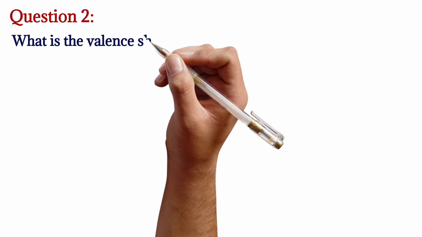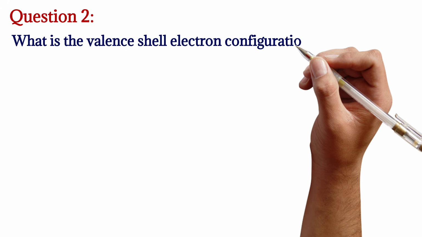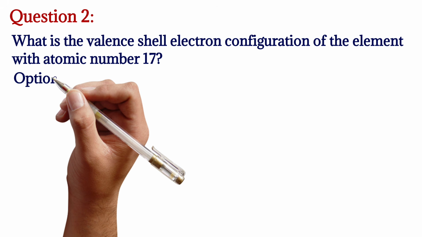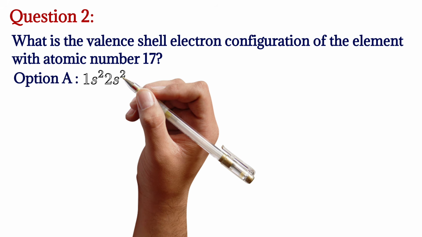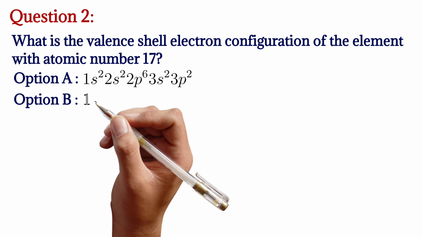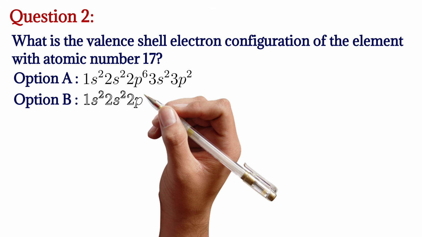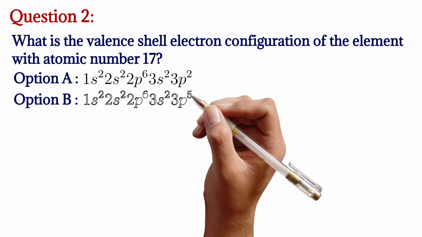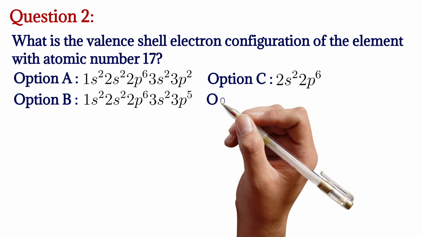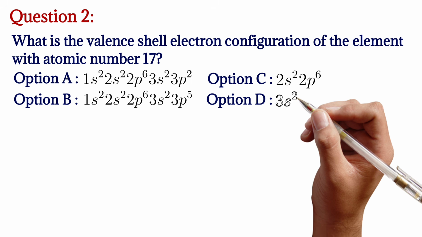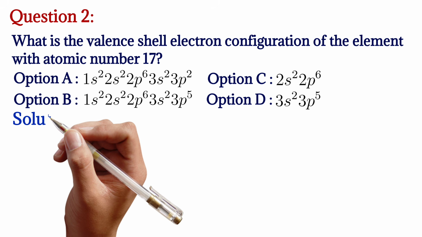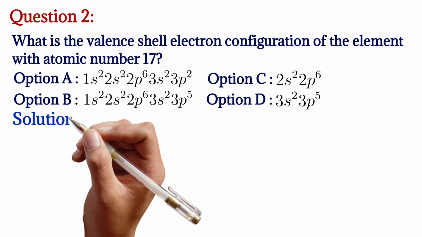What is the valence shell electron configuration of the element with atomic number 17? Option A 1s2, 2s2, 2p6, 3s2, 3p2. Option B 1s2, 2s2, 2p6, 3s2, 3p5. Option C 2s2, 2p6. Option D 3s2, 3p5. This is a tricky question, and if you are not careful you can fall for it.